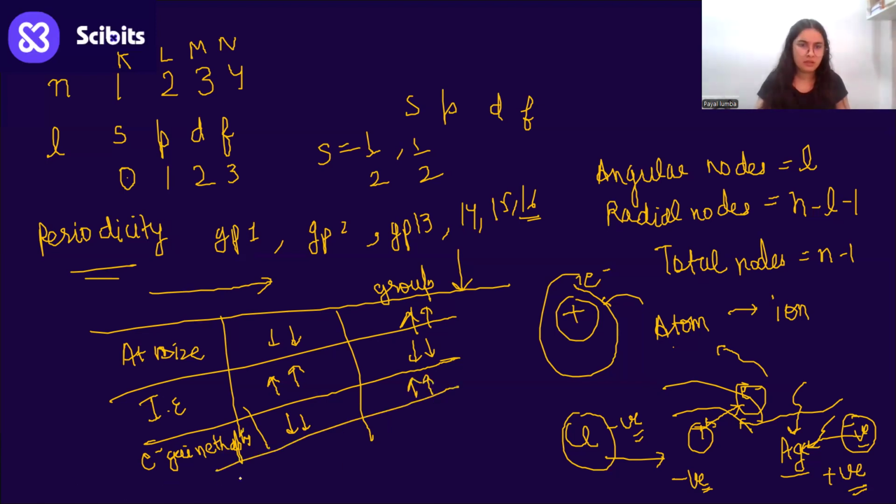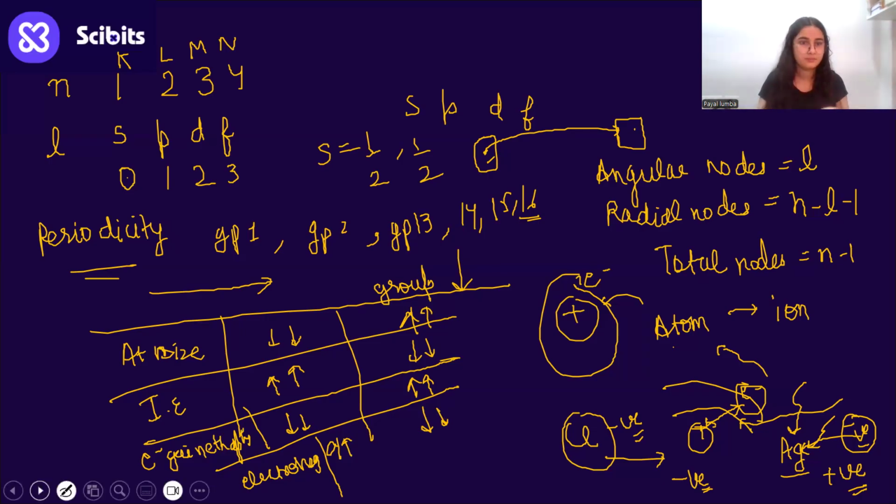There is one more thing, that is electronegativity. It is a fancy term given to non-metallic character. As we already know in the periodic table, when we go from left to right, the non-metallic character increases, because here are metals, here are non-metals. So electronegativity increases. When we go from top to bottom, the electronegativity decreases because metallic character increases. Okay, great.